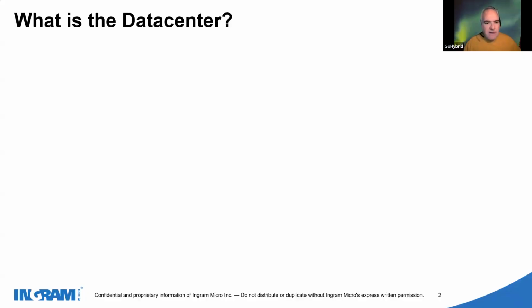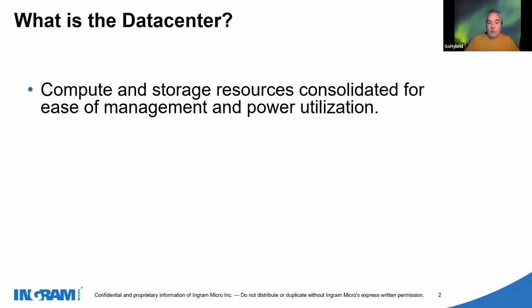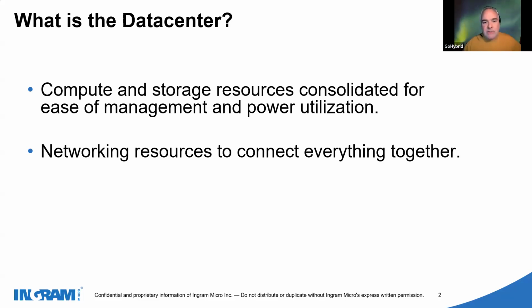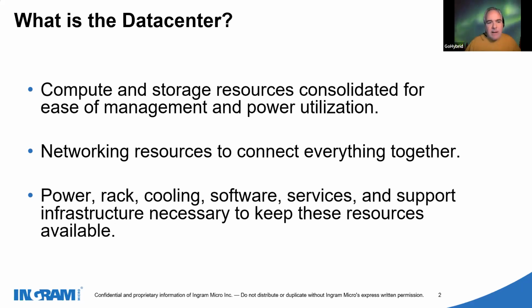So to start off, let's define what we mean by data center. For our purposes, it's going to consist of three things. It's the compute and storage resources consolidated for ease of management and power utilization. It's the networking resources that connect everything together. And it's the power, rack, cooling, software, services, and support infrastructure necessary to keep all those resources available.